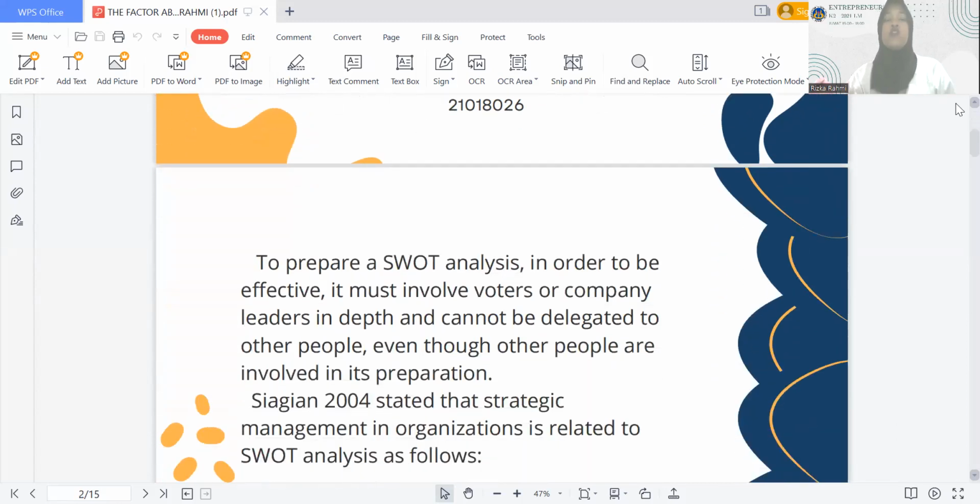To prepare a SWOT analysis in order to be effective, it must involve company leaders and cannot be delegated to other people. Even though other people are involved, it is preparation. Again, 2004 stated that strategic management in organization is related to SWOT analysis as follows.